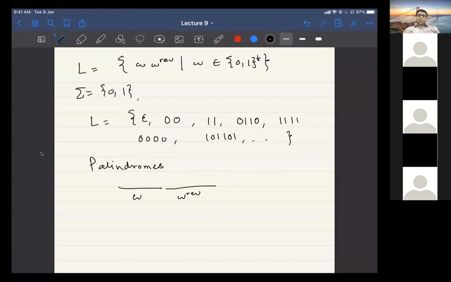So let us try to construct a pushdown automata. But even before I start and give you an idea of how it should work, do you have any idea how it will work? If I say design a PDA for this, how would you do that? Sir, could you please repeat the question? So the question is, how would you design a PDA for this?